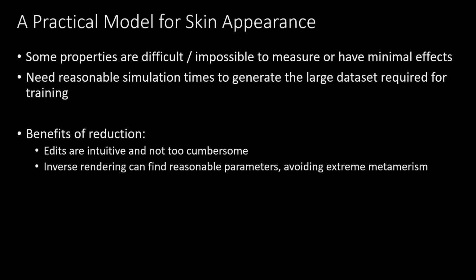And finally, we aim to reduce the number of parameters defining the model to a minimum expressive set. This has two main benefits. First, the model remains practical so that the editing is still intuitive and not too cumbersome. And second, inverse rendering can find reasonable parameters, avoiding extreme metamerism, meaning that if many extra parameters were added, each with very subtle effects on the final reflectance, the parameter entangling would probably make the inverse problem intractable.